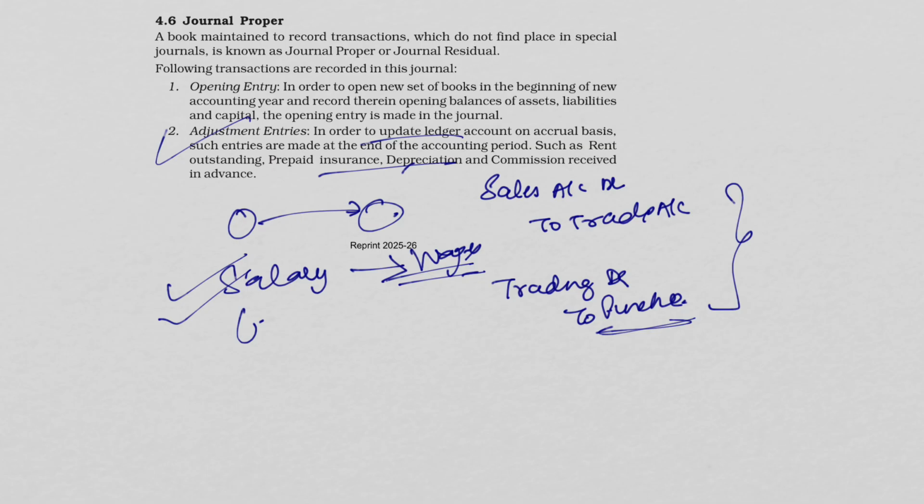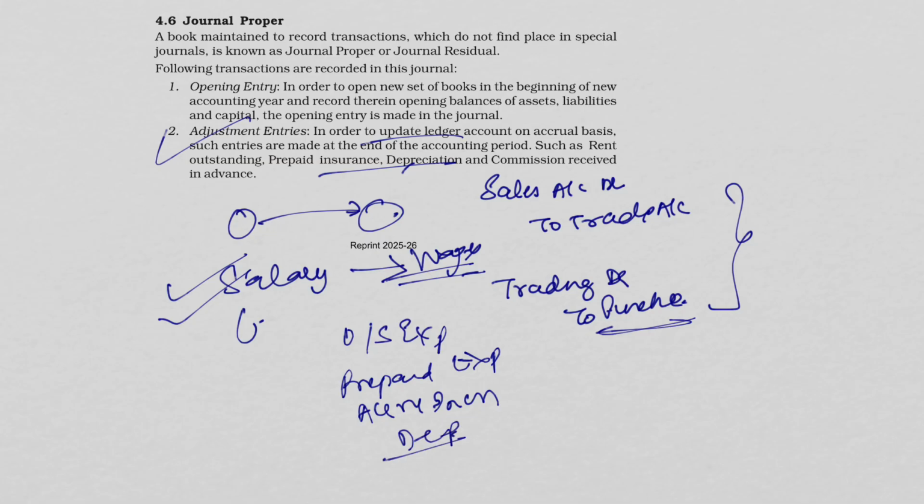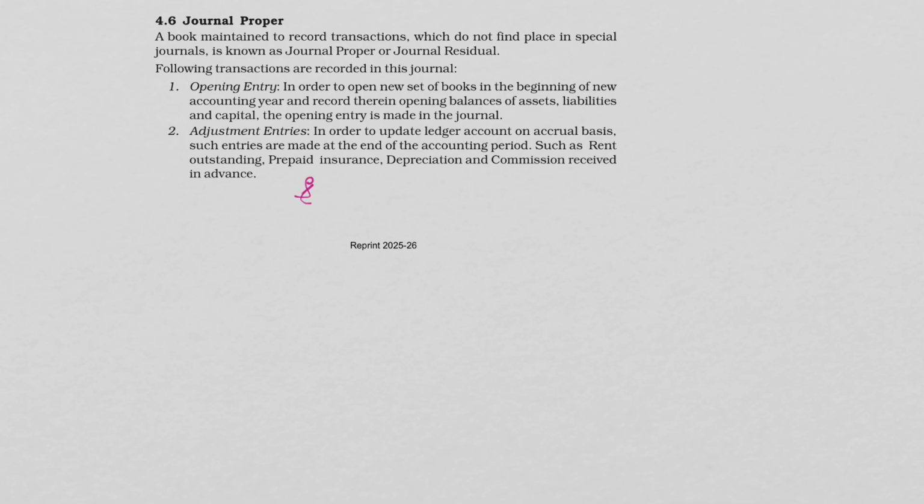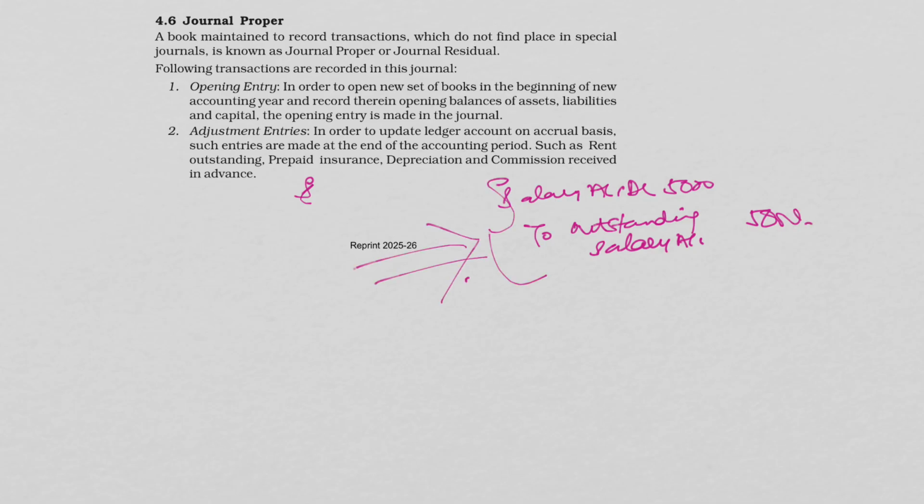So at the end of the accounting period, certain adjustments are required, such as outstanding expense, prepaid expense, accrued income, as well as depreciation. For example, we have salary outstanding rupees 5,000. So we'll write salary account debit 5,000 to outstanding salary account 5,000. So these entries are not recorded in subsidiary books, they are recorded in journal proper.